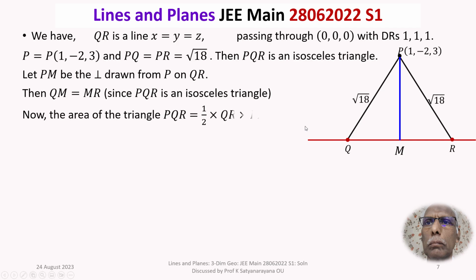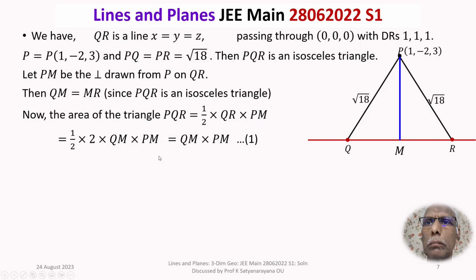Now we have the triangle, we have the base, we have the altitude. Therefore, the area of the triangle PQR is half base, that is QR, into the altitude, that is PM. But QR is 2 times QM because M is the midpoint. So that will be 1 by 2 into QR, which is 2 times QM, into PM.